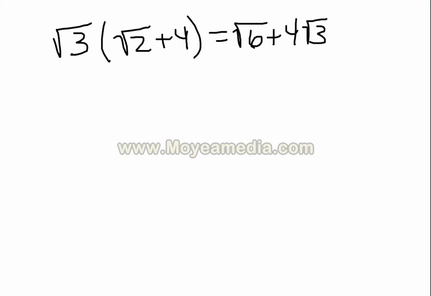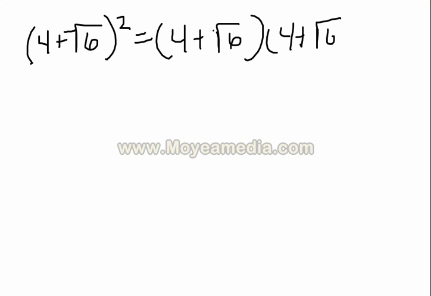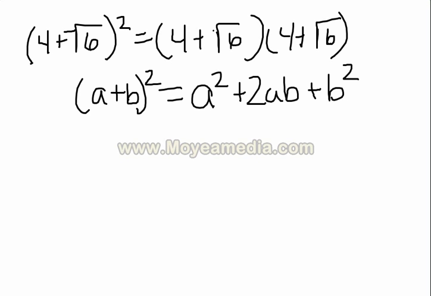What about something with two binomials multiplied by each other? Remember, binomials have two terms. So what if we have 4 plus radical 6 and we want to square that? Well, that's going to be 4 plus radical 6 times 4 plus radical 6. And pause for a moment. Do you remember the pattern for a plus b squared? It's a squared plus 2ab plus b squared.